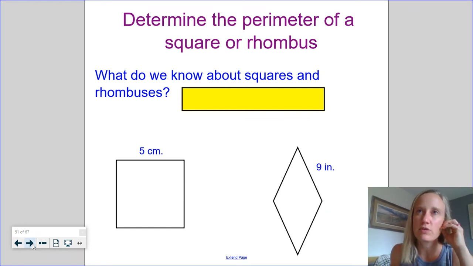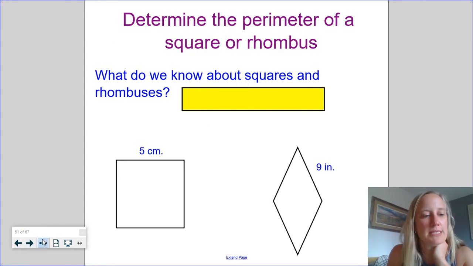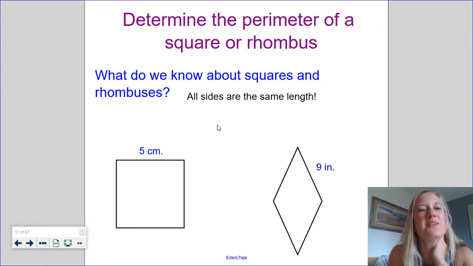I know technically the plural is rhombi, but I always feel a little silly when I say it, so I'm just going to say rhombuses for now. So what do we know about squares and rhombuses? We know they're regular polygons, right? We know that, why isn't that working? There we go. All sides are the same length.